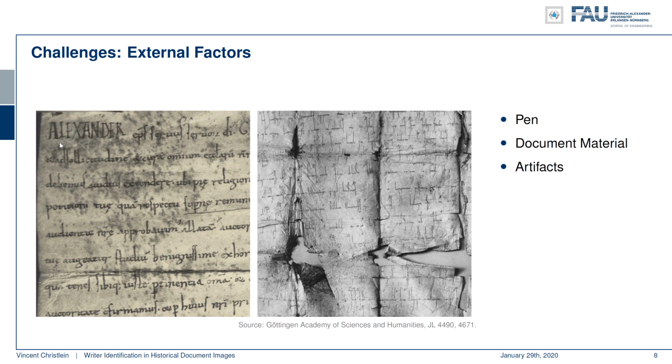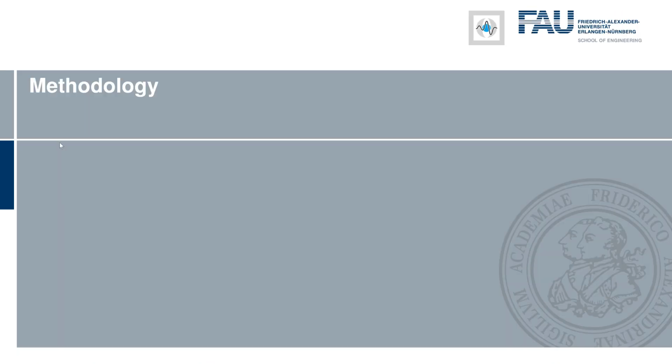And you also have external factors. The pen, of course, influences your writing style. If you write with a ballpoint pen or a quill, it totally changes the writing style. Also the material, parchment versus paper. And external factors like artifacts, such as folds, stains, and so on, will of course typically make the results worse and more challenging for us.